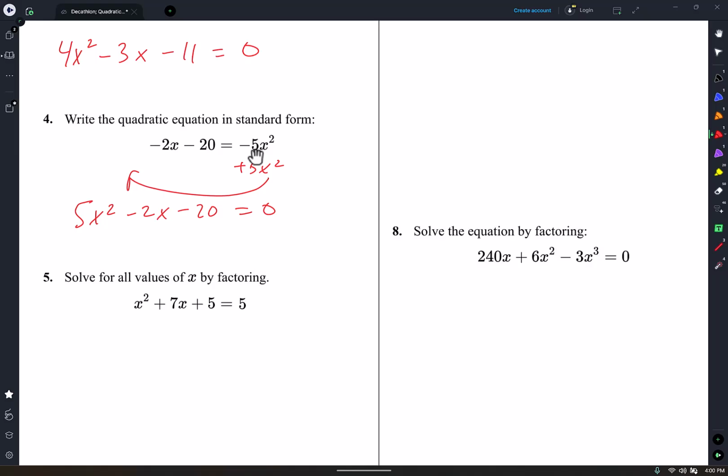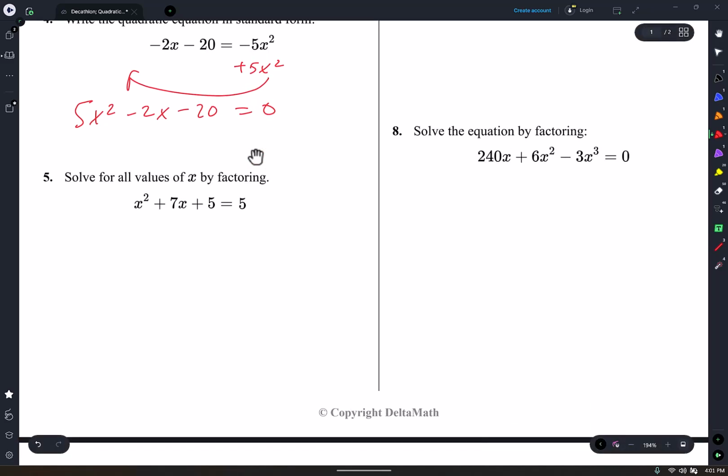Okay, now we get to solving. It says solve for all values of x by factoring. First move, you need to set it equal to 0. You can use the quadratic formula if you wanted to, but they specifically told us by factoring. So I'm going to subtract 5 from both sides. So I have x squared plus 7x equals 0.